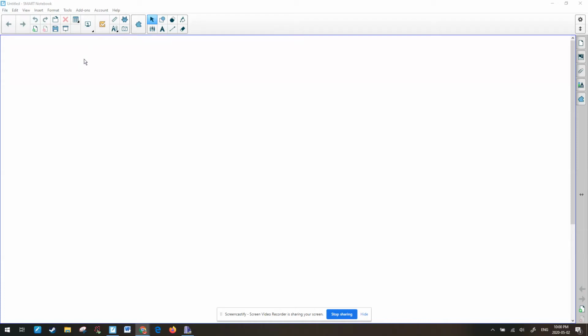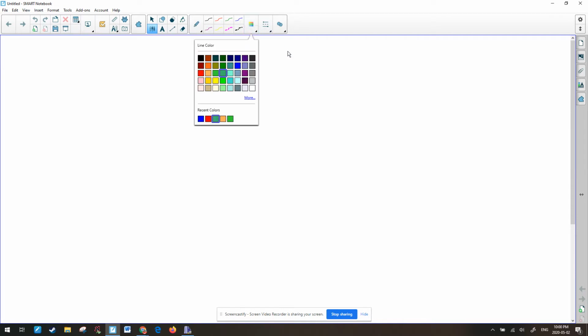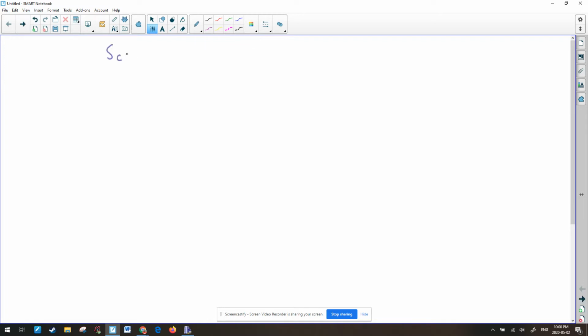Okay, vectors day 2. Let's get a pen. What color is this? Let's use this color. You can tell me in the comments what color that is. I'm going to look at some scalar multiplication of vectors right now.